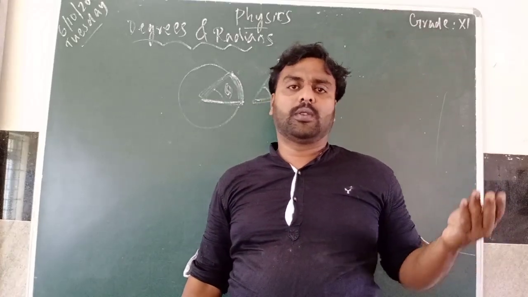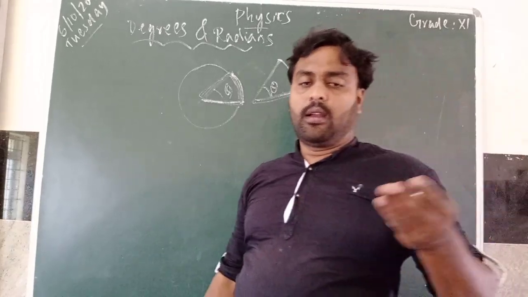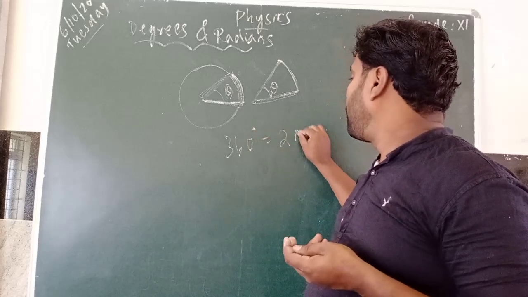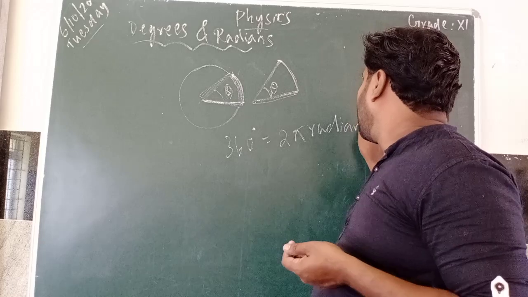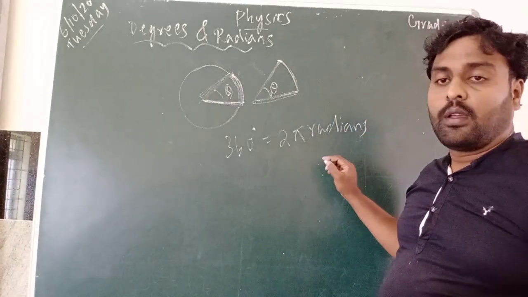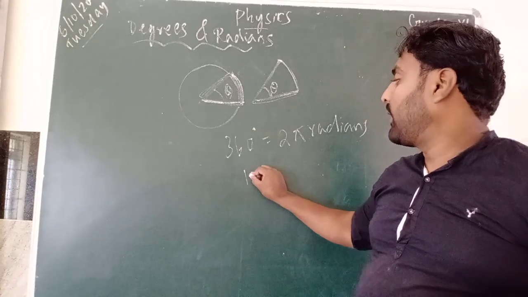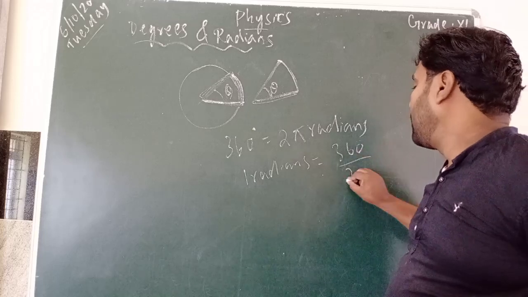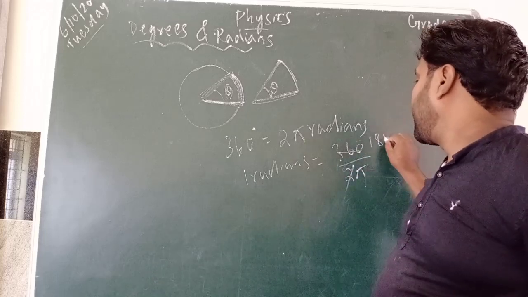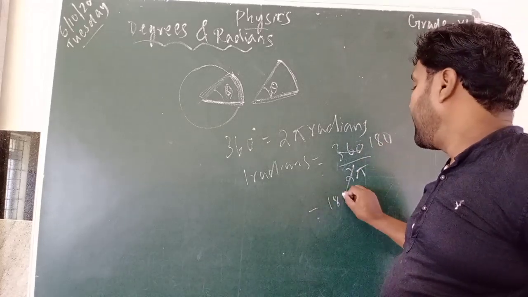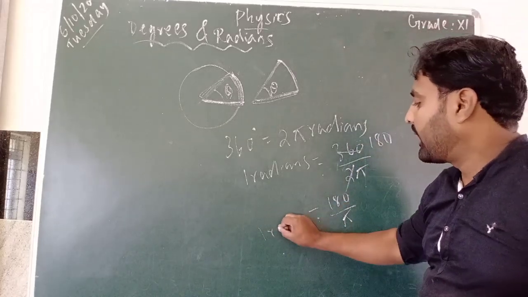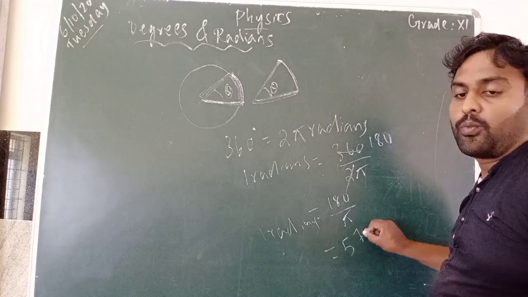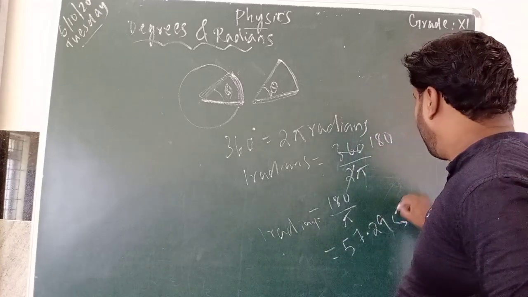Now the definition for degree. Degree, as we already know, is used to measure the size of an angle. According to calculation, 360 degrees is equal to 2 pi radians. 360 degrees equals 2 pi radians. So how can we find 1 radian? 1 radian equals 360 by 2 pi. So we get 180 by pi, reducing it, is 1 radian. This value is equal to 57.295 degrees.